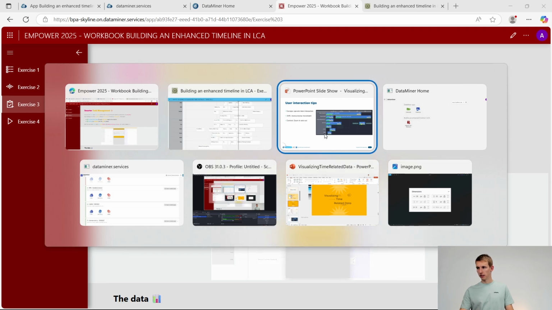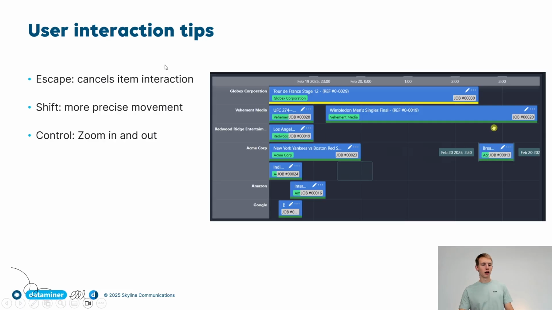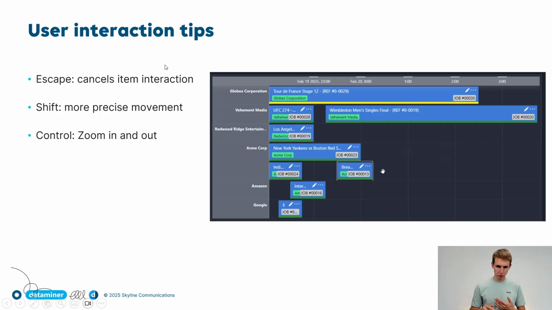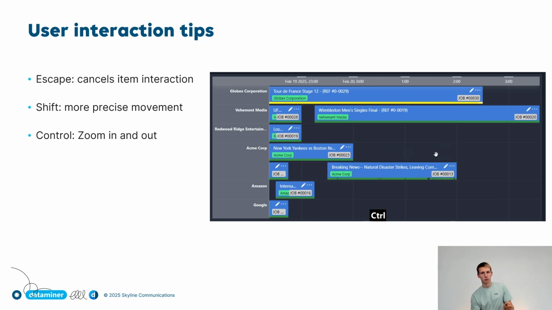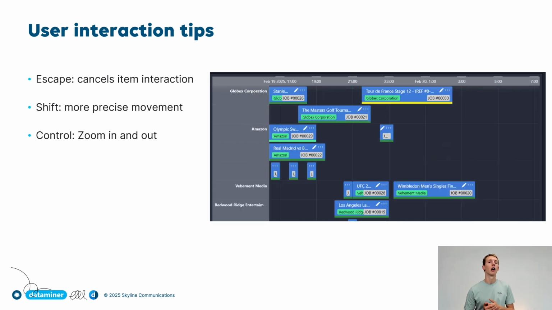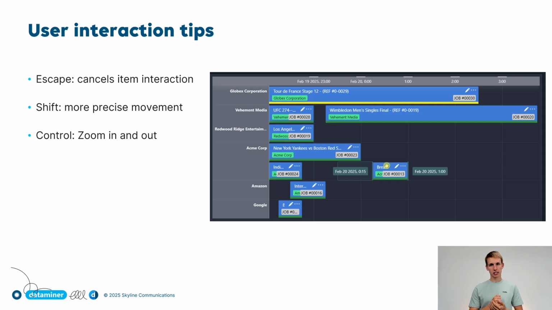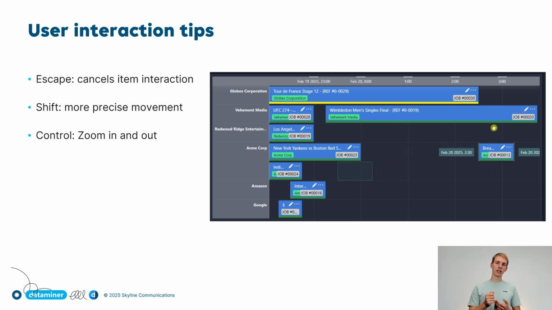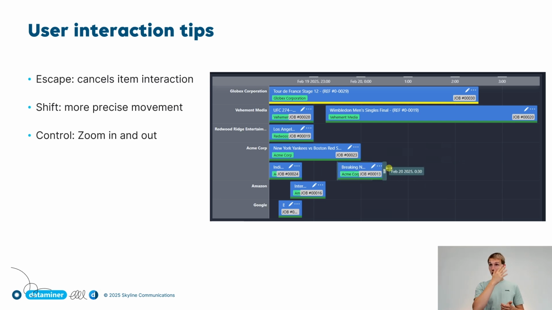Let's see if we can do something else. All right, so maybe a few user interaction tips, because now that we have created some interactivity on our timeline component, it also means that whenever the user would interact with it, it will update the values and it will change something within our data. So sometimes, for example, let's say that you're grabbing an item, you're moving it around, it can be in time, you can do group change, but you want to cancel whatever you're doing.